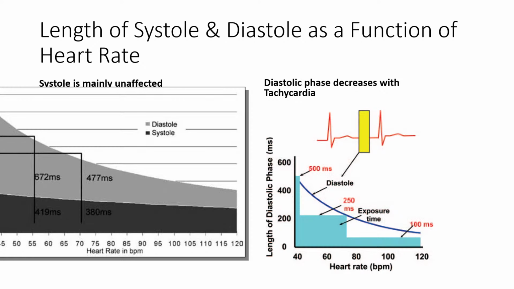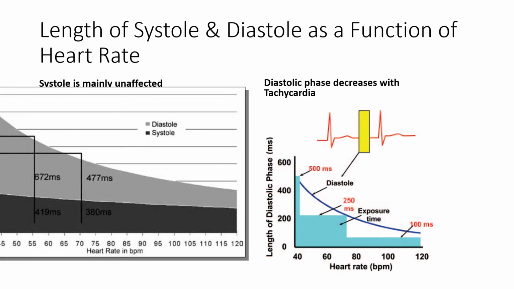You can look at here. If your heart rate is 60, you get diastasis of about 250 milliseconds. If your heart rate is down to 40, you have 500 milliseconds of diastasis. If your heart rate is over 75, it goes down to about 100.